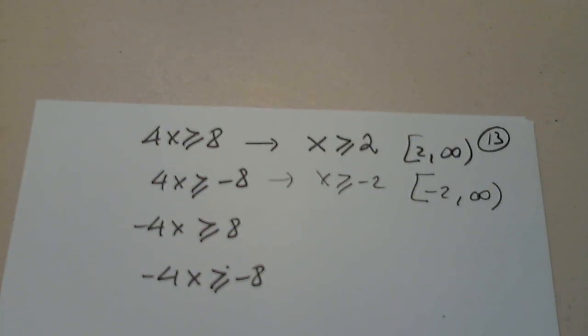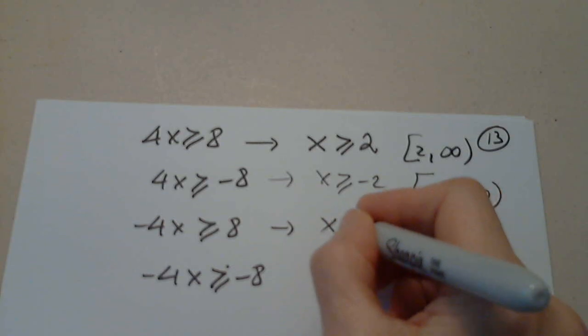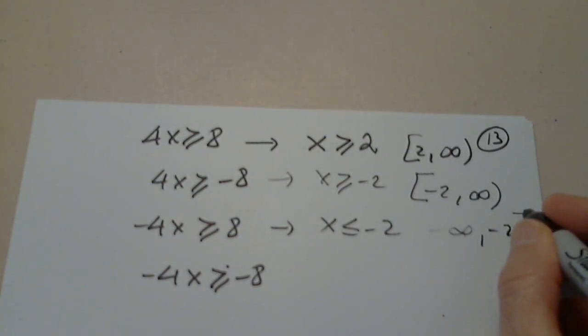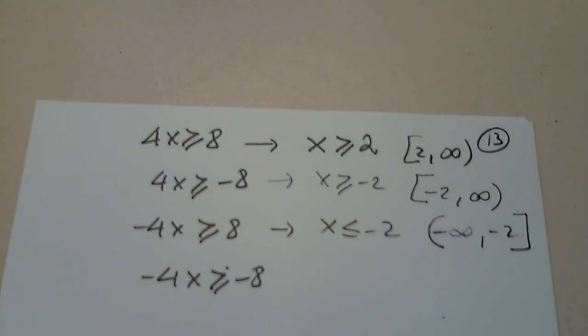Divide by negative 4? Correct. So yes, I have to flip the sign because I divided both sides by a negative number. So negative 4 divided by negative 4 is 1. 8 divided by negative 4 is negative 2. But I divided both sides of an inequality by a negative number. We have to flip the symbol. And now the interval notation is from negative infinity to negative 2 with a bracket. Because now when we read the inequality, it reads x less than or equal to negative 2. So we have to go to the left. Or we have to start far left.